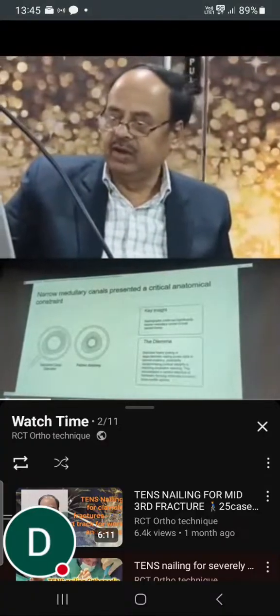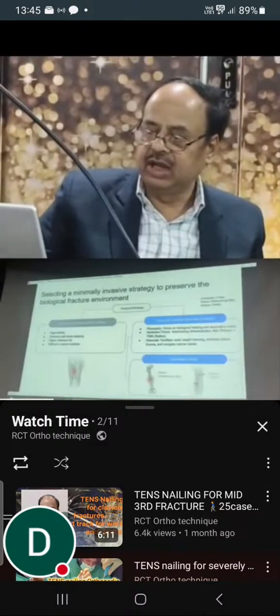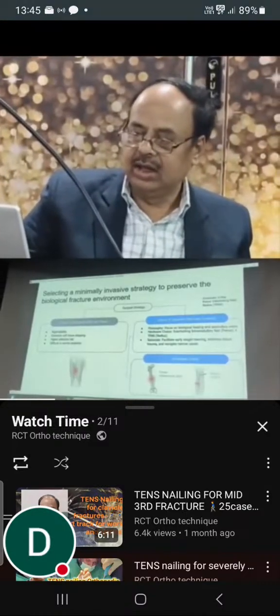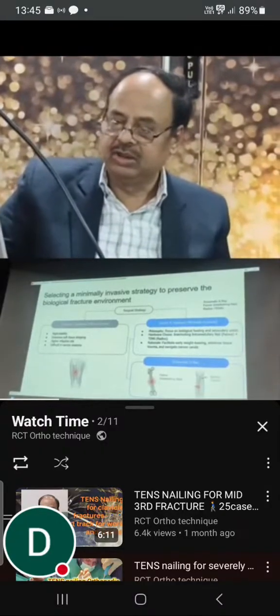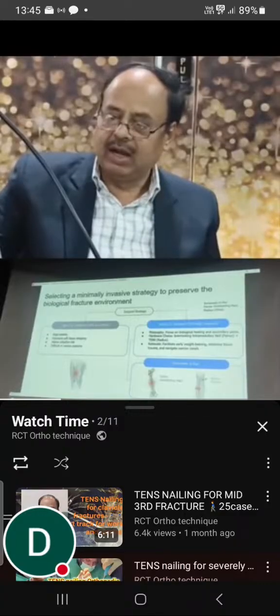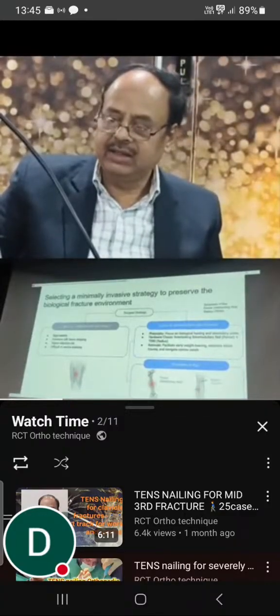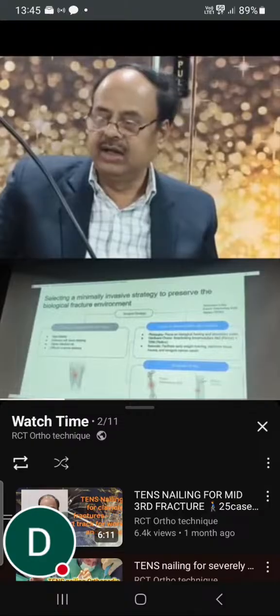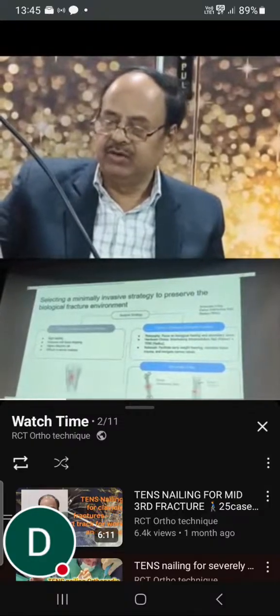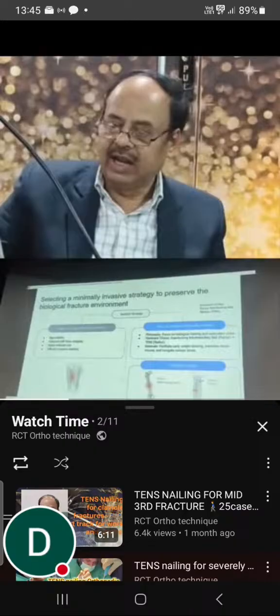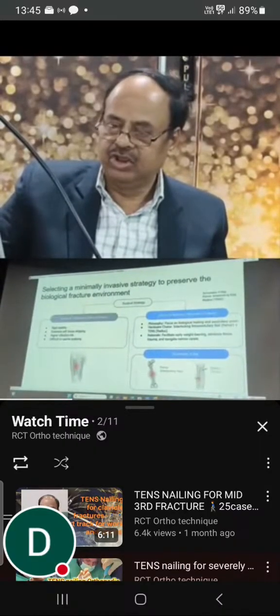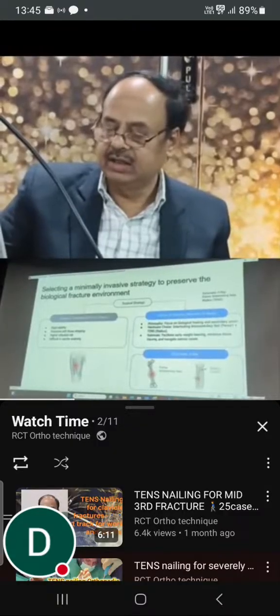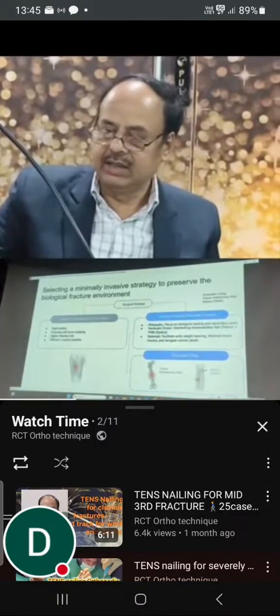But I opted for nailing, although it was difficult nailing in both fractures. And with slight distraction, the TENS nailing for Galeazzi fracture is not reported in any literature for such a severely displaced fracture. The TENS nailing should be considered. In fact, there is no literature present for TENS nailing for this type of Galeazzi fracture.